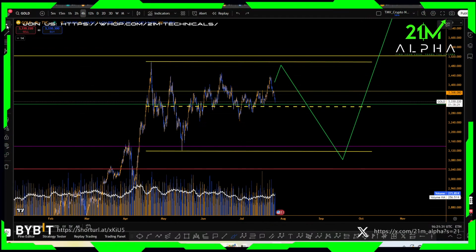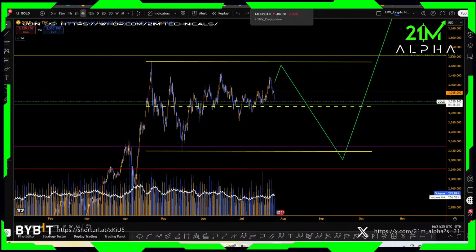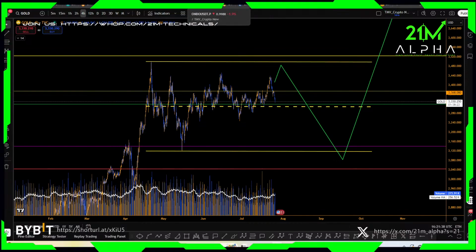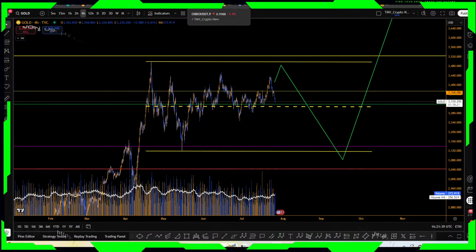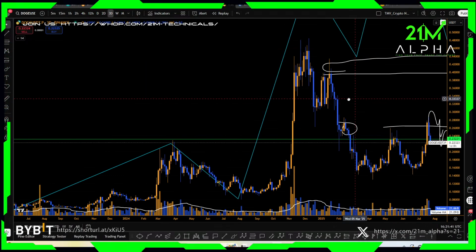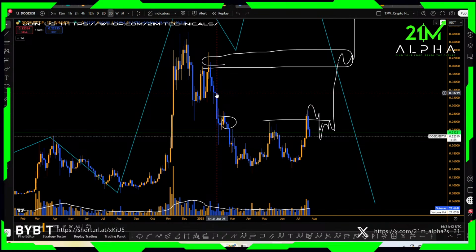I think it's going to be a very good short for gold, guys. So looking overall, I'm not interested in a few coins. I honestly personally feel that those coins are not going to outperform practically. I'm going to look at the Doge. This was my plan, guys.